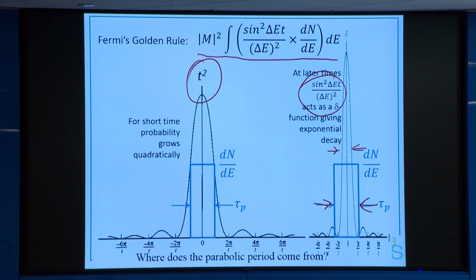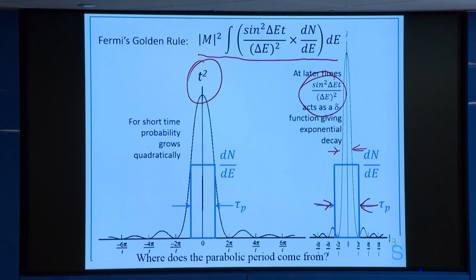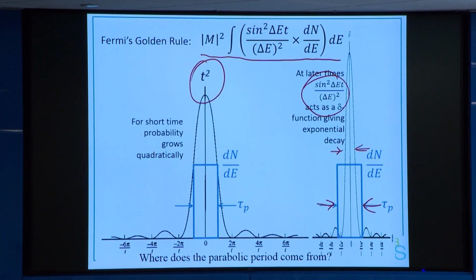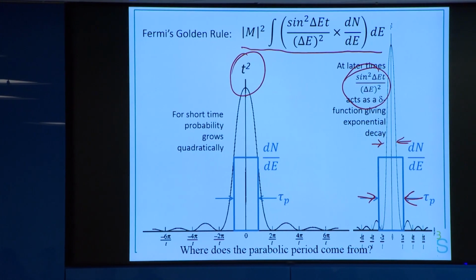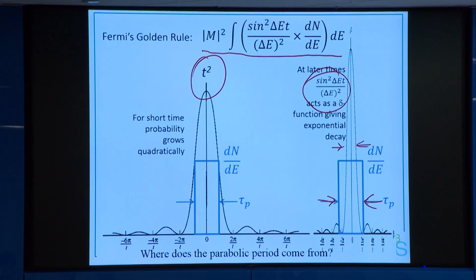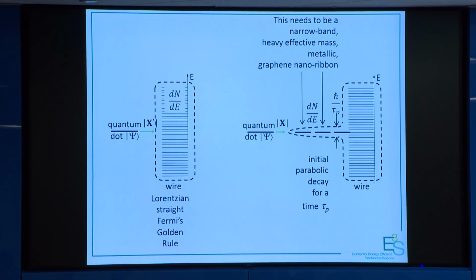And this answers where the parabolic part comes from, but I have a feeling that there are only a limited number of people in this audience who've actually studied Fermi's golden rule that closely to notice all the approximations and what happens. It is mostly ignored and forgotten, but for us, it's extraordinarily important.